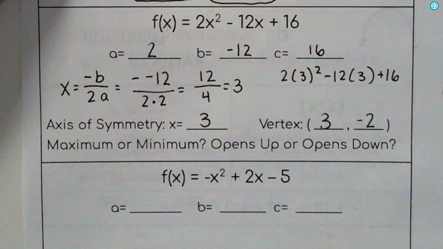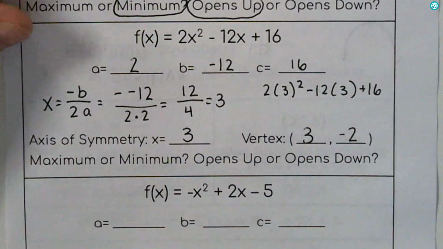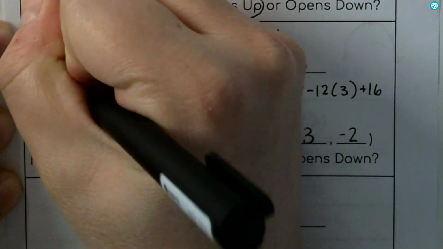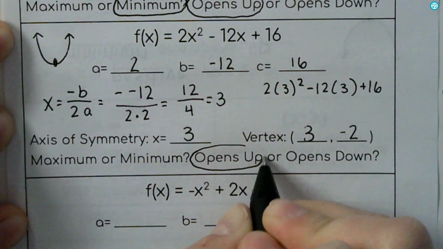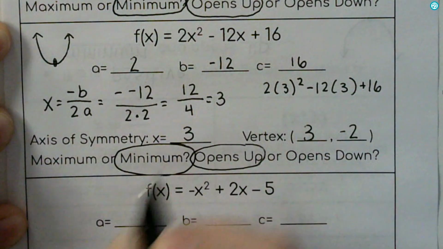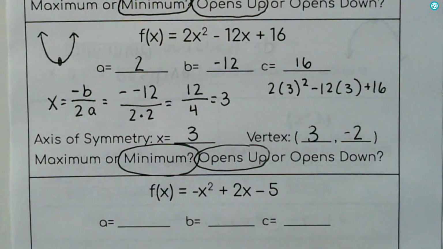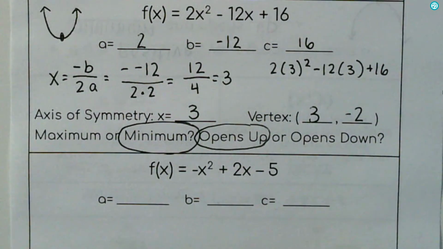All right, last one we've got. Oh, we have one more thing to do on this one. This one, again, a is positive, so it opens up like this. So it opens up, and it has a minimum. Okay, let's look at our last one, and then we can help figure out some calculator issues.